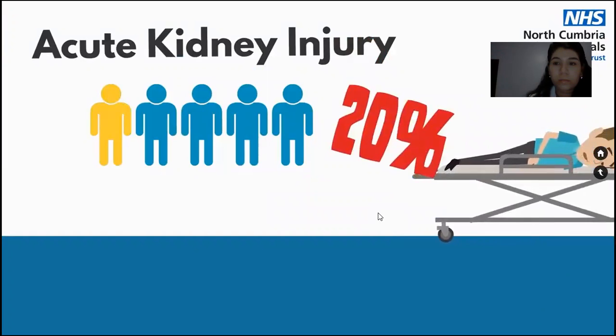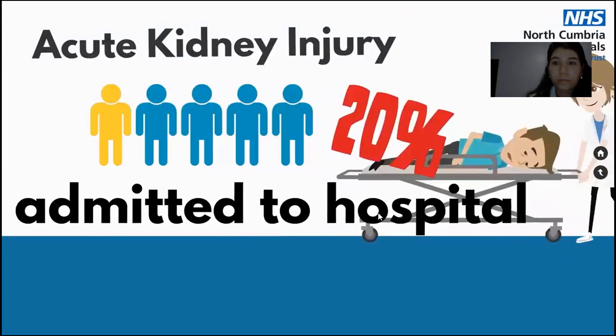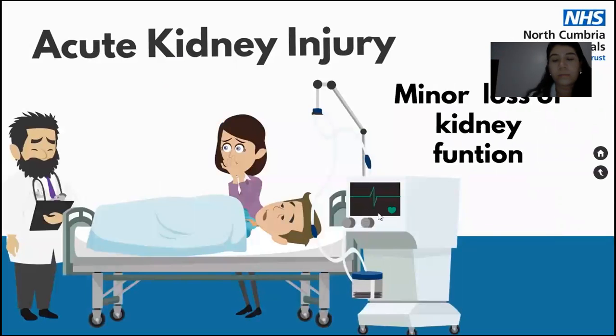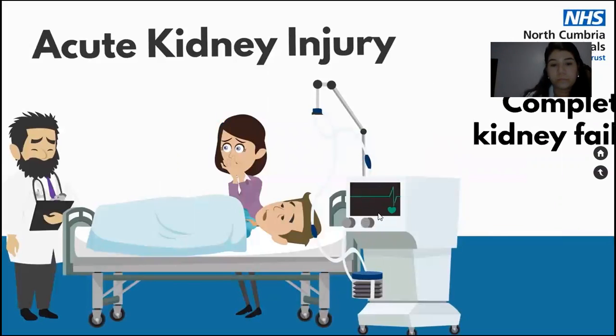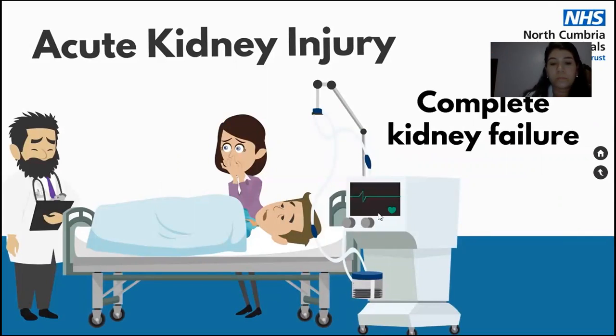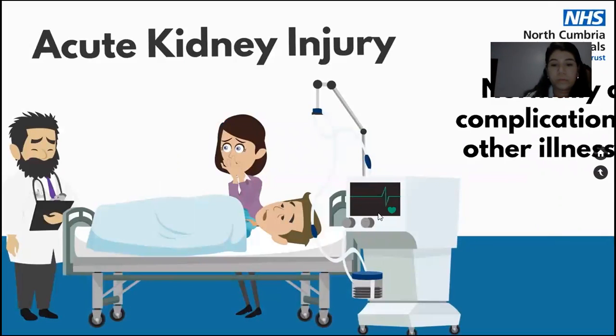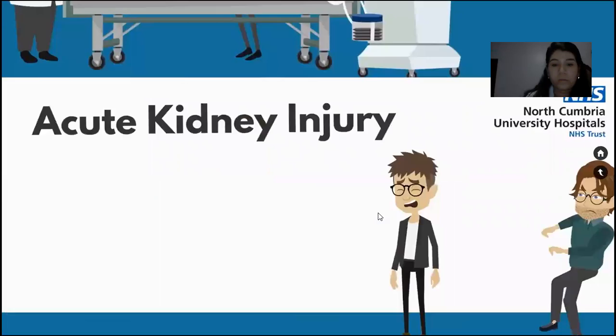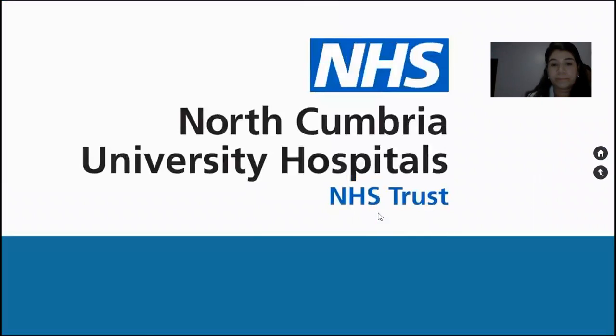It's estimated that 1 in 5 people admitted to hospital each year as an emergency has an acute kidney injury. Acute kidney injury can range from minor loss of kidney function to complete kidney failure, and it normally happens as a complication of other illnesses. It's not, as the name suggests, caused by a blow to the kidneys. If we encourage people to look after their kidneys at home, then we can reduce the number of acute kidney injuries admitted to hospital, and you will be healthier as a result.